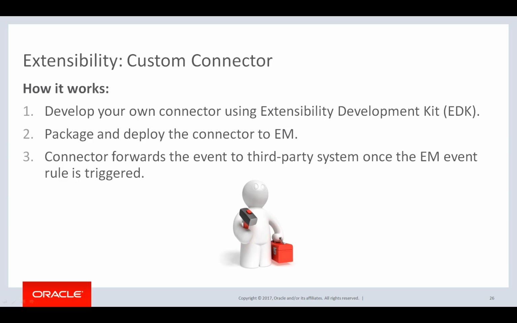After the custom connector is developed, you would package and deploy it to EM, then configure it. Once that happens, the connector will forward events to third-party systems when the event matches the rule criteria. Not many customers take this route because there are other options available, and also because this approach requires some development efforts. Customers typically rely on Oracle partners if they decide to build their own connector.